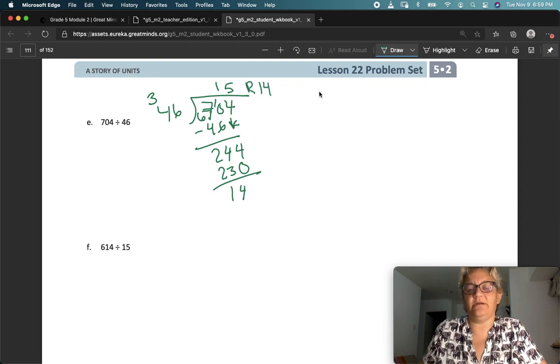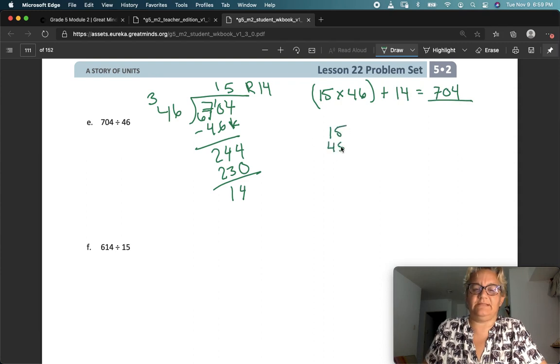And to check our work, we multiply the quotient times the divisor and add the remainder to get our dividend. Okay, so 15 times 46. I said 46, but I wrote 48.